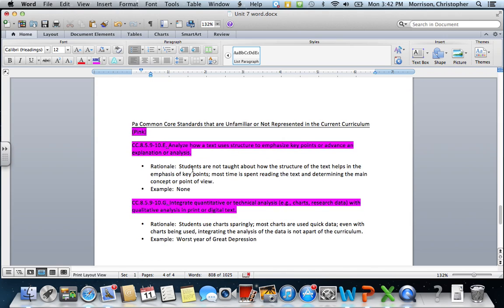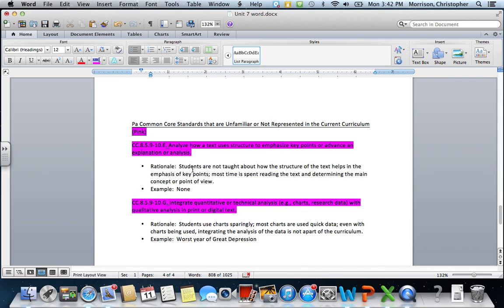PA Common Core standards that are unfamiliar or not represented in the current curriculum. The first one, letter E: analyze how a text uses structure to emphasize key points or advance an explanation or analysis. Rationale: students are not taught about how the structure of the text helps in emphasis of key points. Most time is spent reading the text and determining the main concept or point of view.